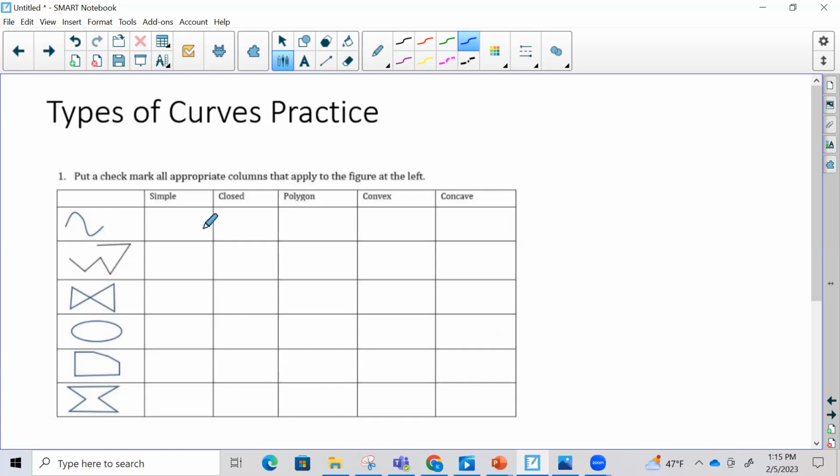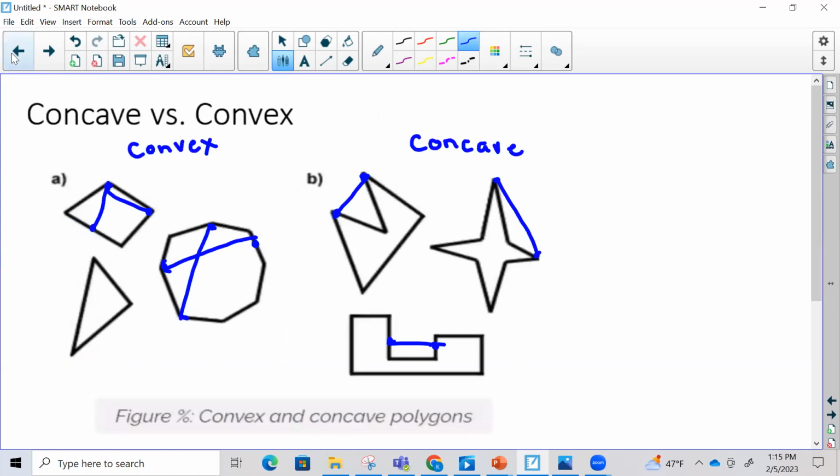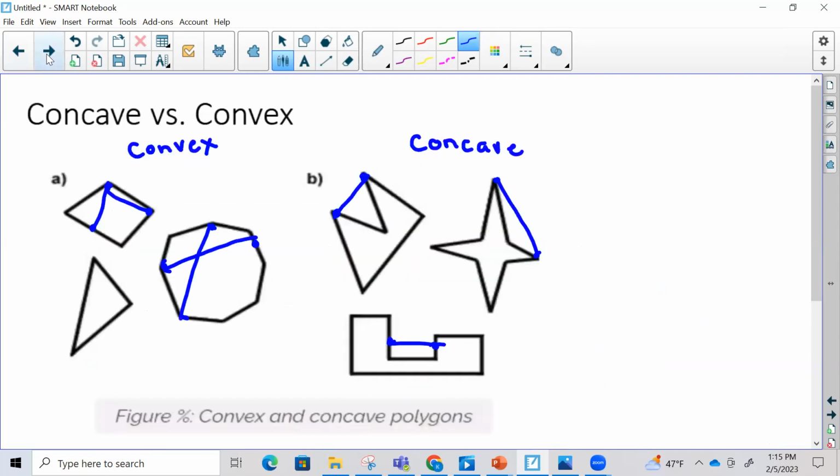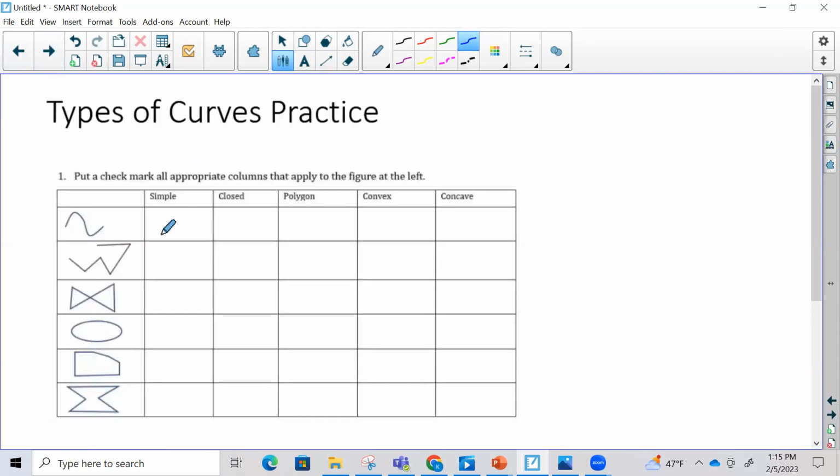Okay, so this curve, let's just go through all these and we'll say, are they simple? So remember, if we go back to our definition, a simple curve does not intersect itself. Okay, so this one does not intersect itself. This one does not intersect itself. This one does at this point, so that is not simple. This one does not. This one does not. And same with this one does not. So the only curve that is not simple is this third one.